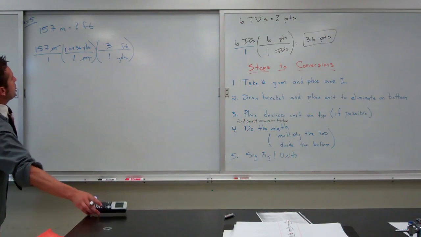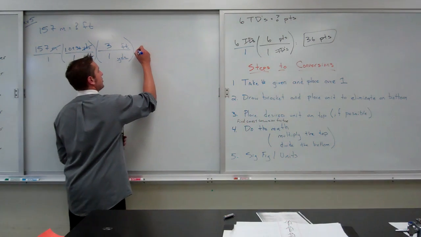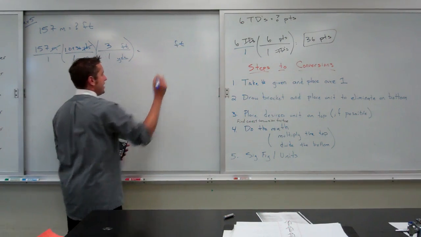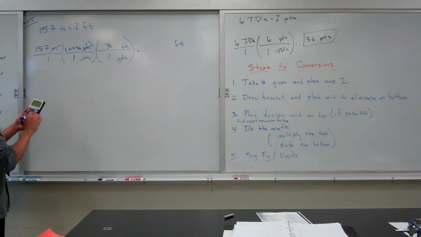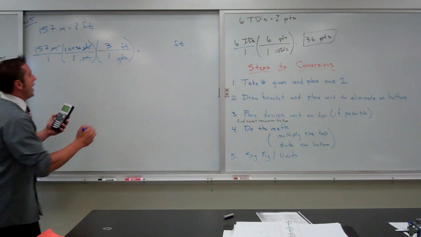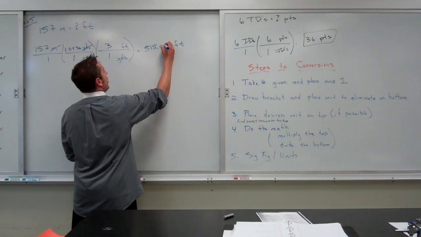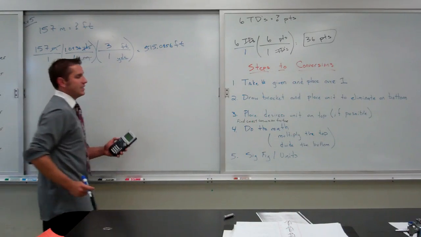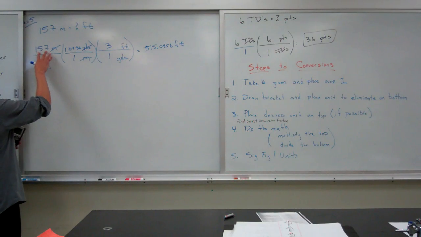Last but not least, we have to do our math and take a look at our units. Meters cancels, yards cancels, leaving us feet. And then we do the math. 157 times 1.0936 times 3, all divided by 1s. My calculator says 515.0856 feet.